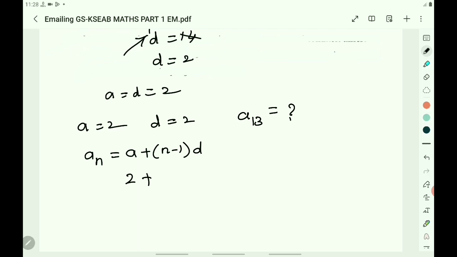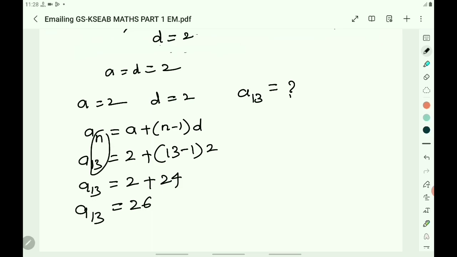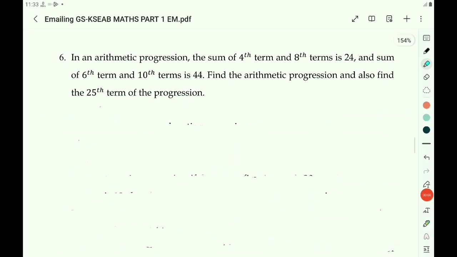2 plus 13 minus 1 into d, d is 2. 2 plus 13 minus 1 is 12. 12 2s are 24 equals what? 26. That is a13 is equal to 26. Here you can write a13 because n is equal to 13.